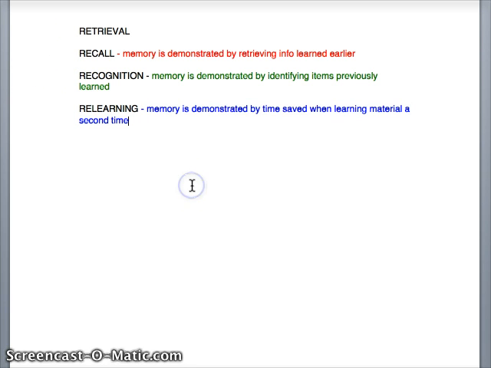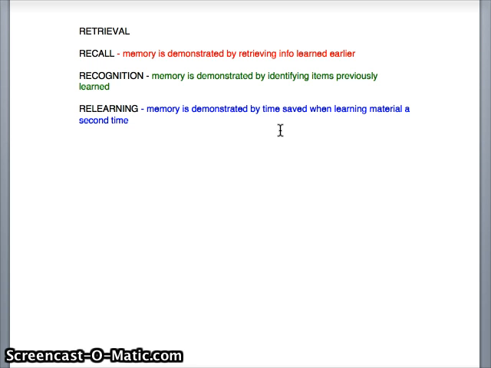Finally, you have relearning, which might not make sense as a retrieval option to begin with, but relearning is memory that is demonstrated by time saved when learning material a second time. So you thought you'd forgotten it and you're relearning it, but it doesn't take you as long to learn it the second time you do it.